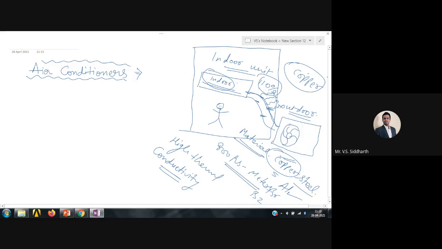Low thermal diffusivity. What does it mean? Less corrosive. See, other metals are also less corrosive. Stainless steel I use, no? Stainless steel watches, we wear stainless steel watches, no?